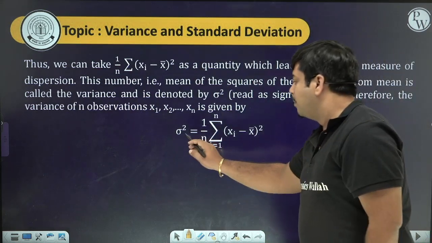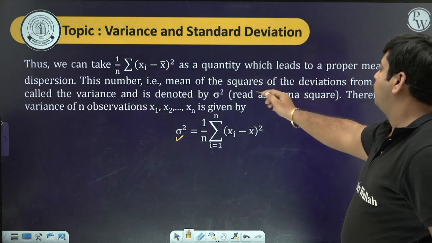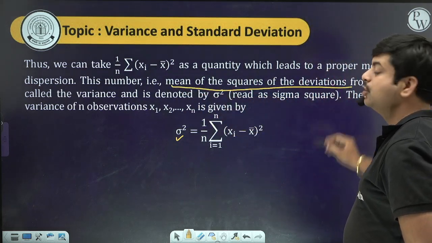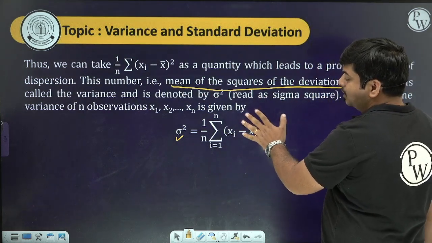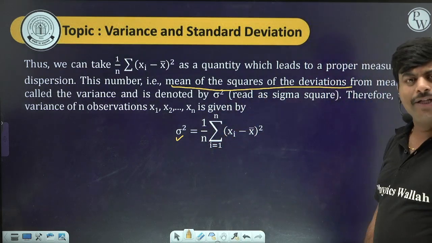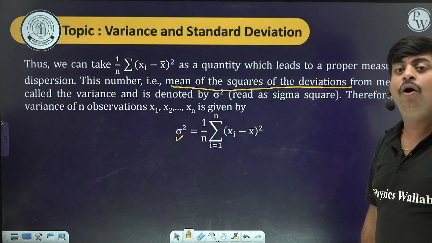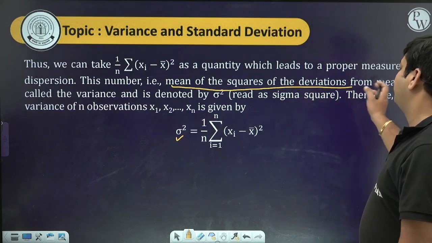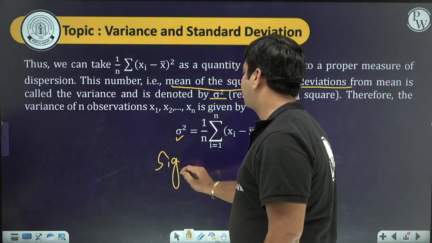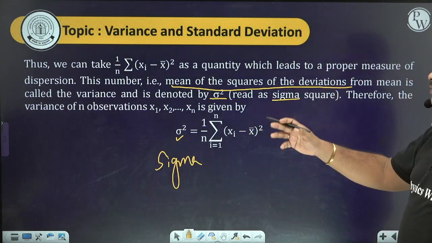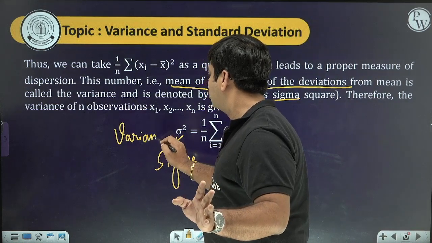This is sigma square. It is the mean of the squares of deviations. You find the deviations, don't keep absolute values, take the squares of that. After taking squares, divide by n. It is nothing but the mean only. Not the mean of deviations, not the mean of absolute deviations, but the mean of squares of deviations, and it is denoted by sigma square. This symbol is called sigma. Therefore, the variance of n observations is given by this. So this sigma square is called variance, not standard deviation.